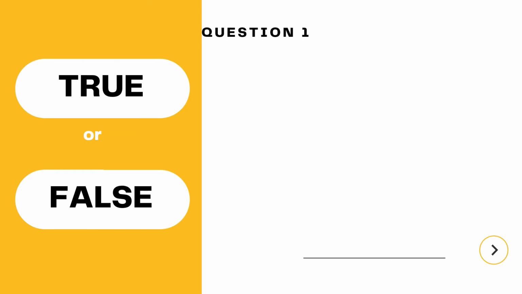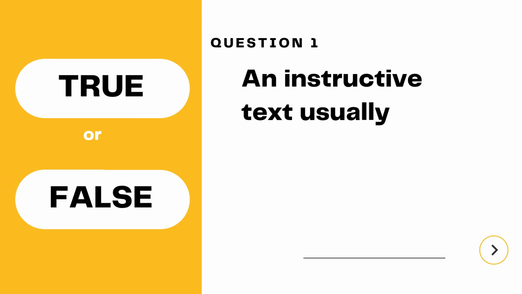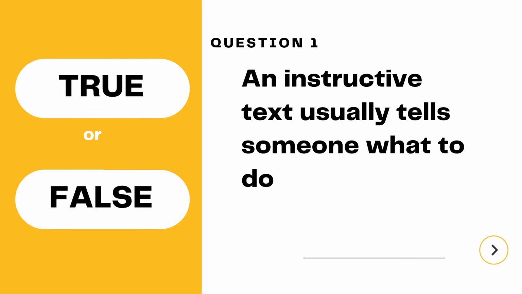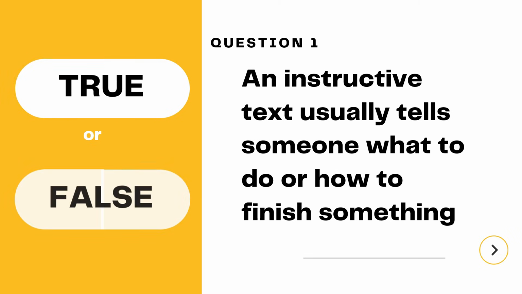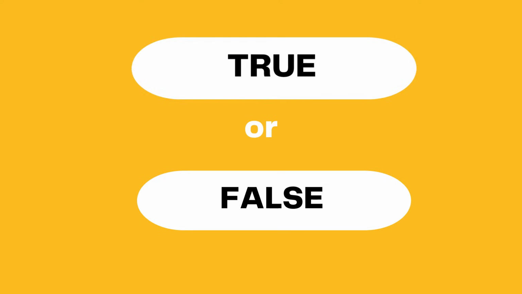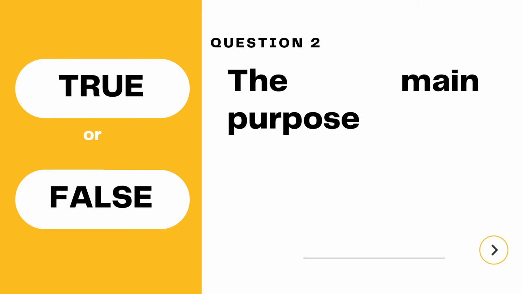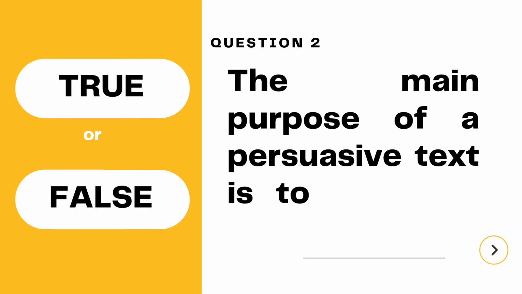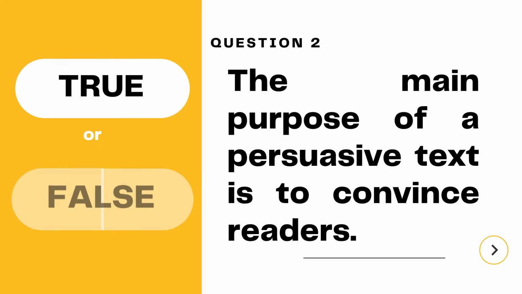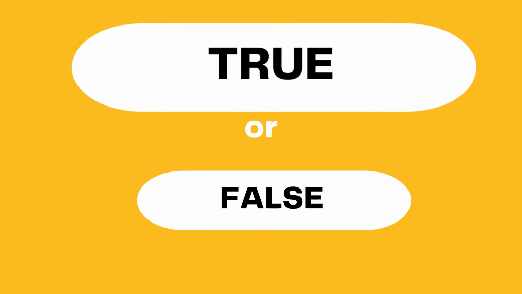1. Question number 1. An instructive text usually tells someone what to do or how to finish something. Is it true or false? The answer is true. Number 2. The main purpose of a persuasive text is to convince readers. Is it true or false? The answer is true.